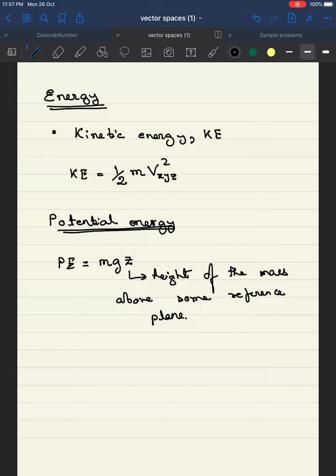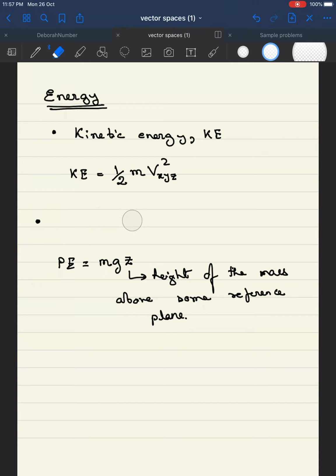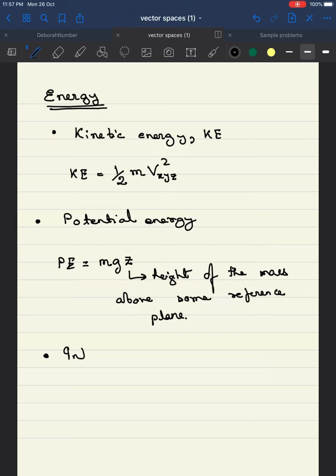Apart from these two types of energy, kinetic energy and potential energy, okay, so potential energy, and then the third is internal energy.